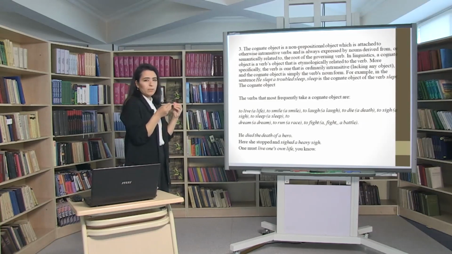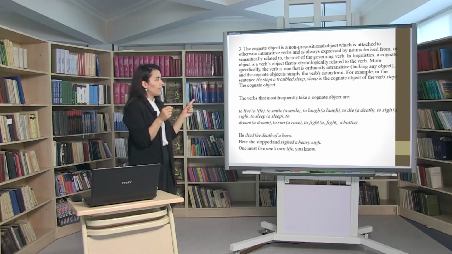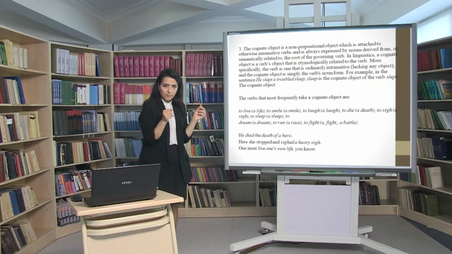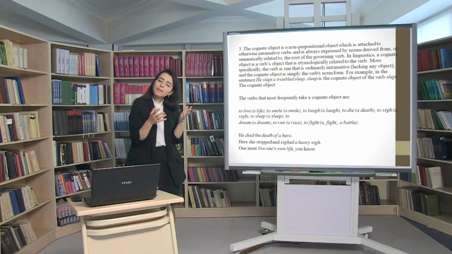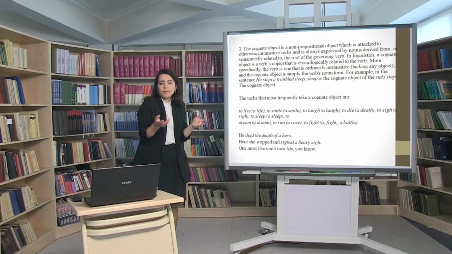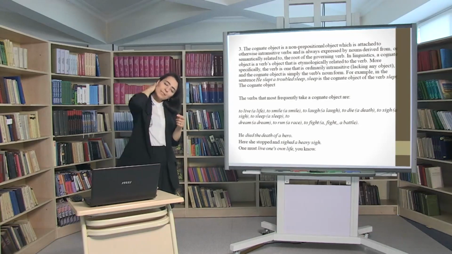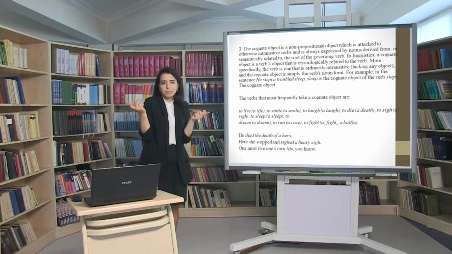More specifically, the verb is one that is ordinarily intransitive. It means lacking an object. For example, "she lived." We don't need to use any object after it because it is intransitive and doesn't need any object. But in this type of sentence, we use that verb's object. Live a hard life, for example.